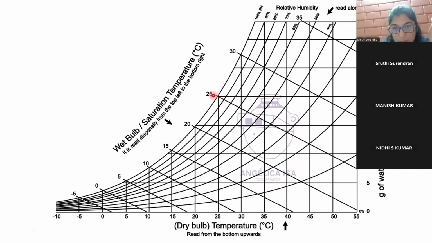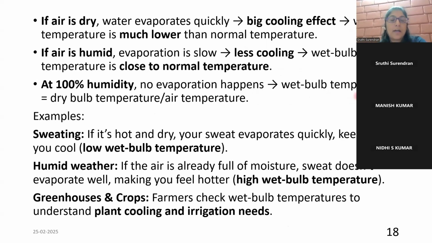Yeah, so if you trace this line back to this y-axis, you see that at 25 degrees Celsius, at relative humidity 100 percentage, the vapor pressure is going to be 20 grams per kilogram of dry air. So this is how this entire chart will help us in getting some values of actual vapor pressure, relative humidity, temperature, etc.